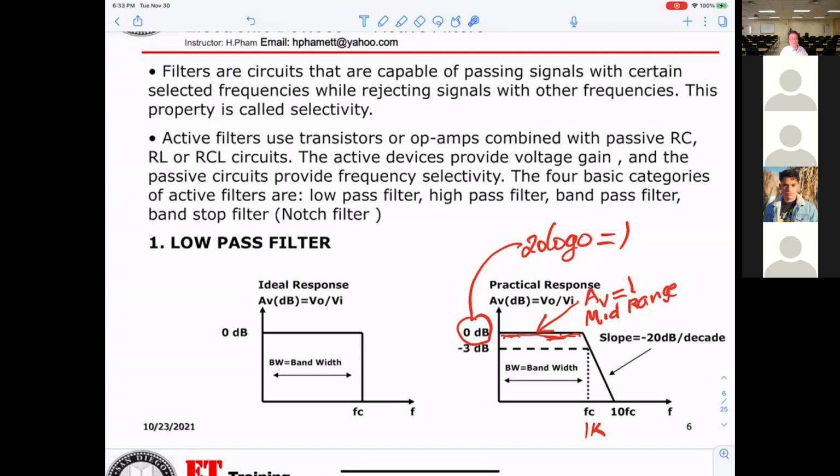And then they said slope. That means the one that keeps going down equal minus 20 dB per decade. What does that mean, minus 20 dB per decade? Who understands, tell me what that means? They said minus 20 dB per decade.